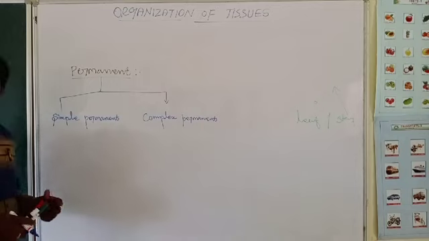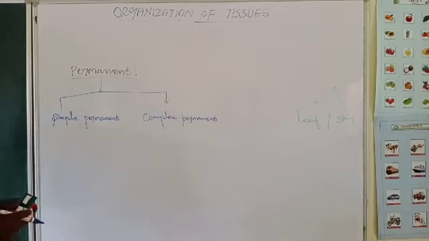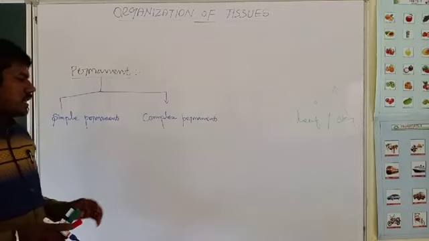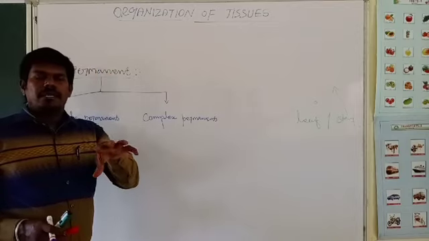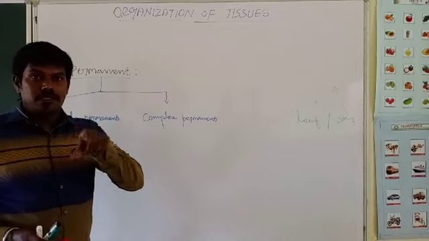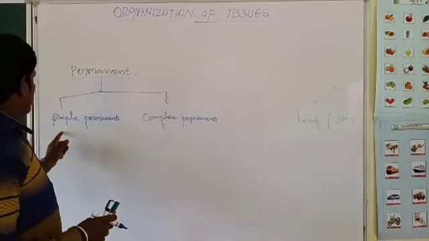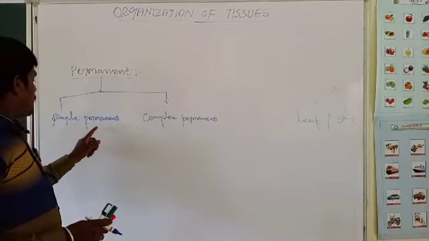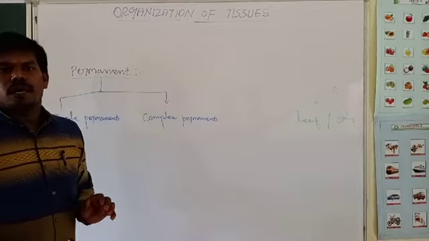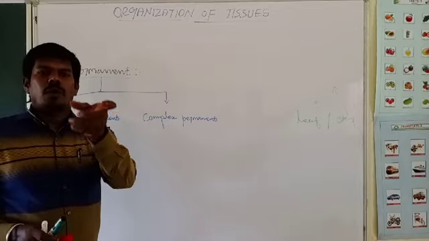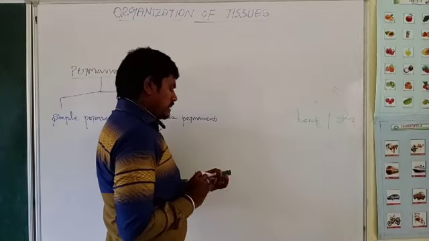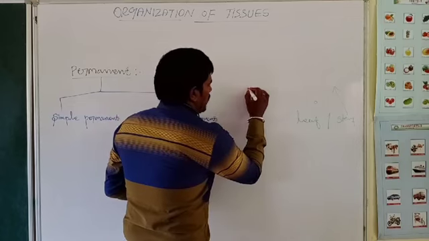Simple permanent tissue means very simple. Simple means it does not have any variations. Almost all the cells present are the same kind, with the same size. So simple permanent tissue is present as homogeneous tissue. Homo means the same kinds of cells composed in one group. They are present in this way.